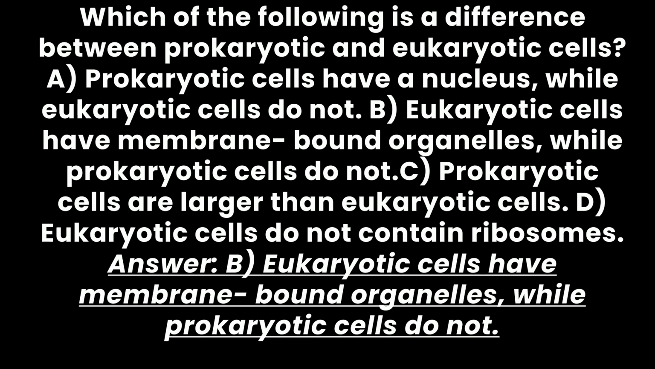B. Eukaryotic cells have membrane-bound organelles, while prokaryotic cells do not. C. Prokaryotic cells are larger than eukaryotic cells. D. Eukaryotic cells do not contain ribosomes. Answer: B. Eukaryotic cells have membrane-bound organelles, while prokaryotic cells do not.